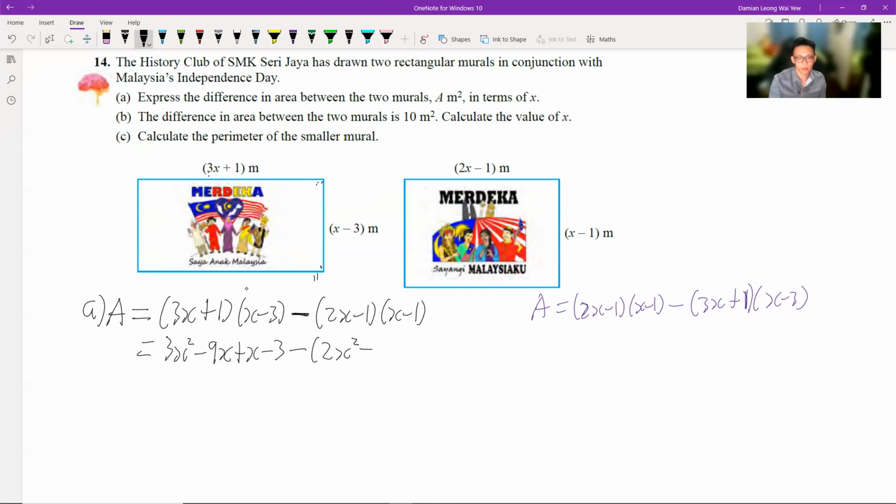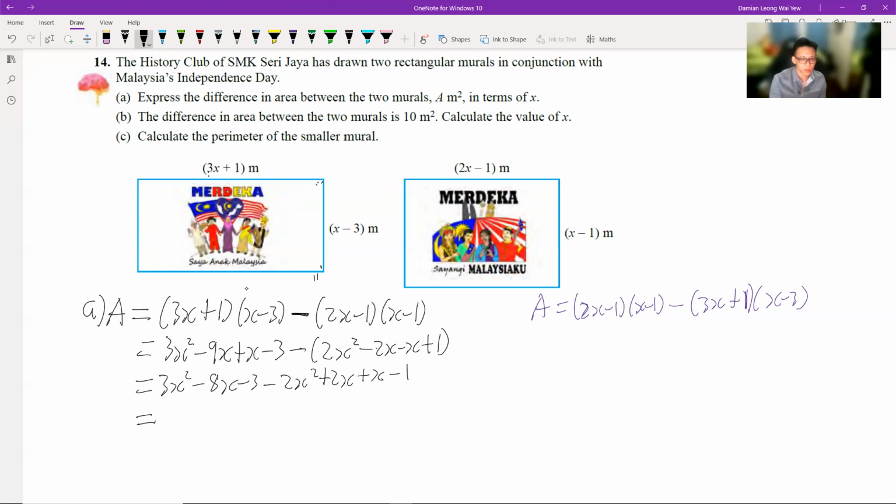2x squared minus 2x minus x plus 1. Open up a bracket. Some minus 9 plus 1 is minus 8x minus 3 minus 2x squared. Same sign becomes plus. Plus 2x plus x. Different sign becomes minus. Minus 1.